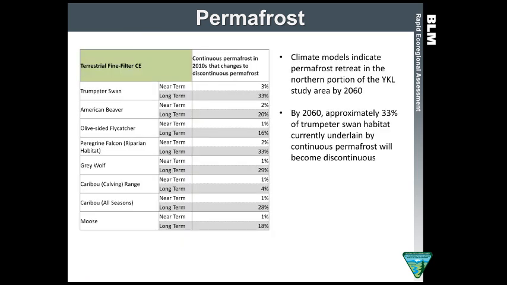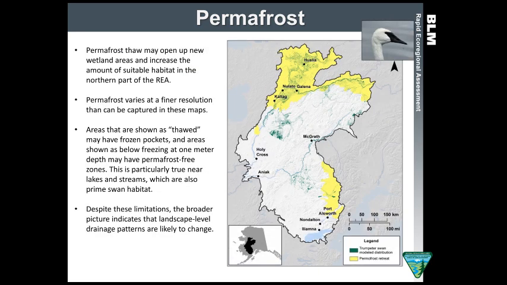And so we overlaid the distribution for each of the CEs with permafrost, and the climate models indicated a permafrost retreat in the northern portion of the YKL study area. Nancy showed this yesterday. And for the trumpeter swan, by 2060, approximately 33% of their habitat currently underlain by continuous permafrost will become discontinuous, which could have large implications.